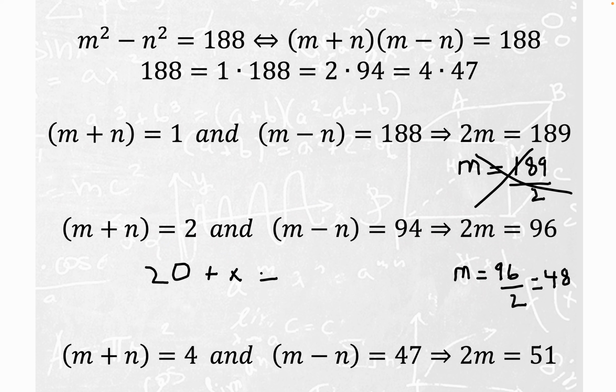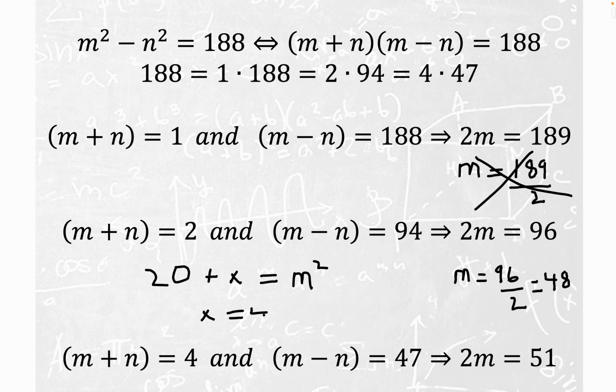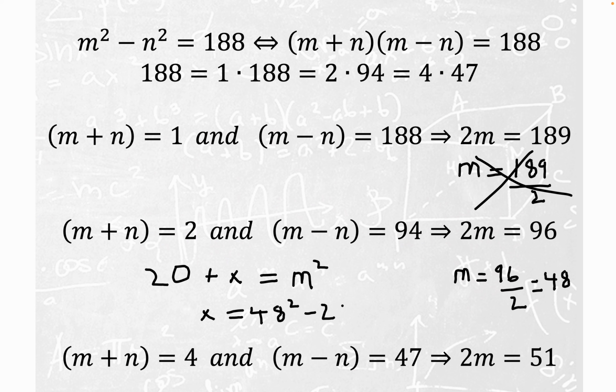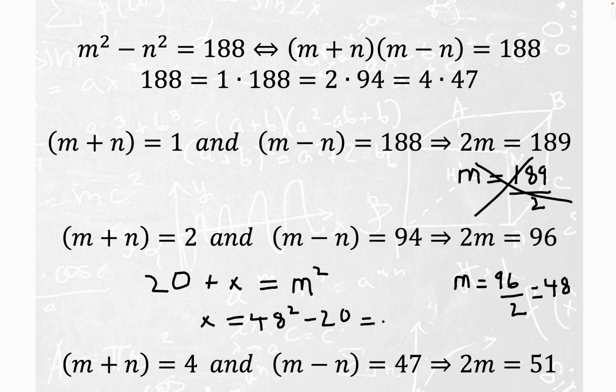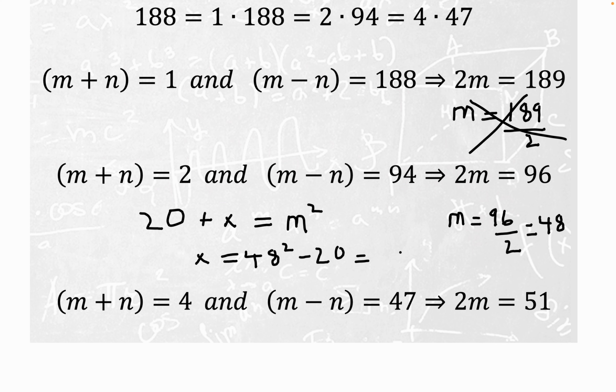Okay, so what that's going to tell us is that x is just equal to 48 squared minus 20, since 48 is m. Okay, folks, and that number ends up being 2284. And that's the final answer.